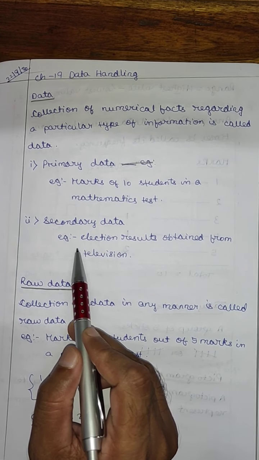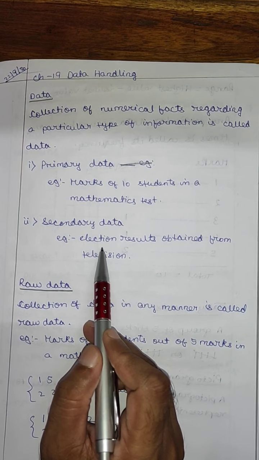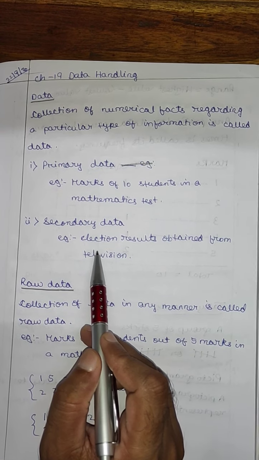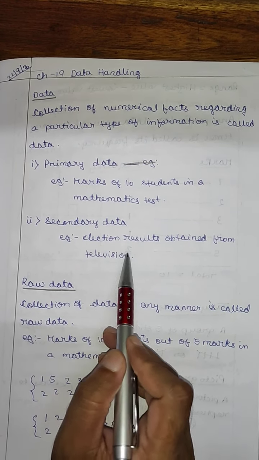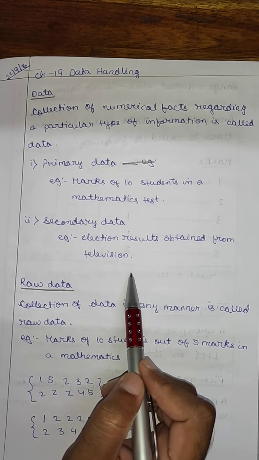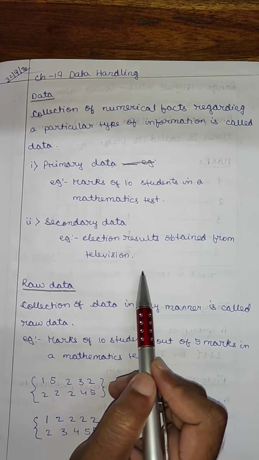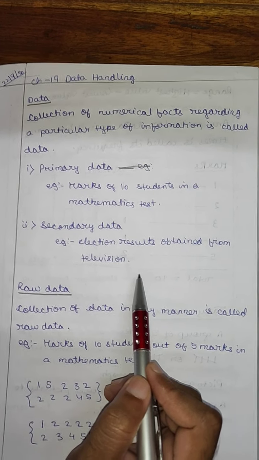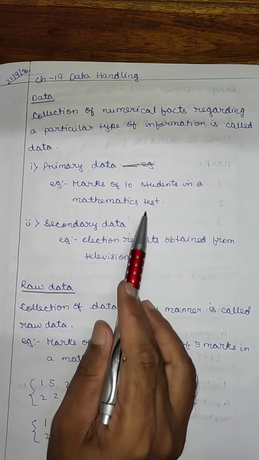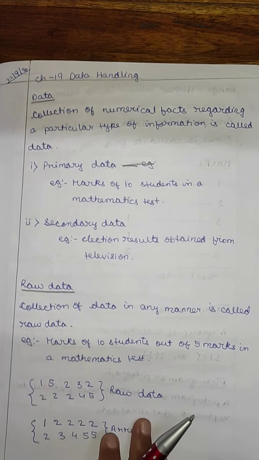Secondary data: some other person collects the data and you use it. That is known as secondary data. Like election results obtained from television, through media, we are getting the information. We are not collecting directly. That is your secondary data. So compared to secondary data, primary data is much more relevant.